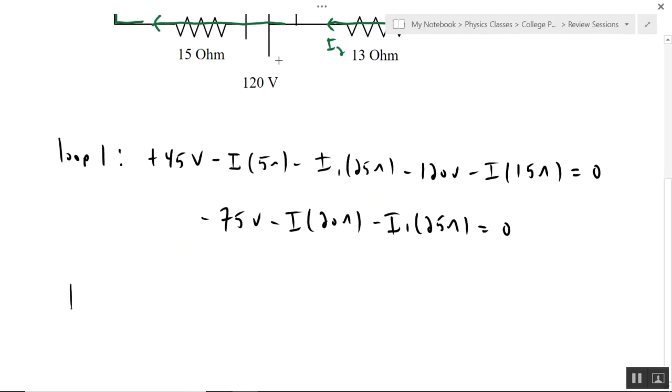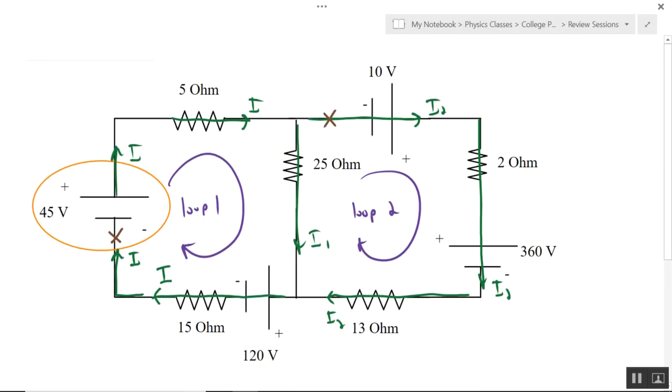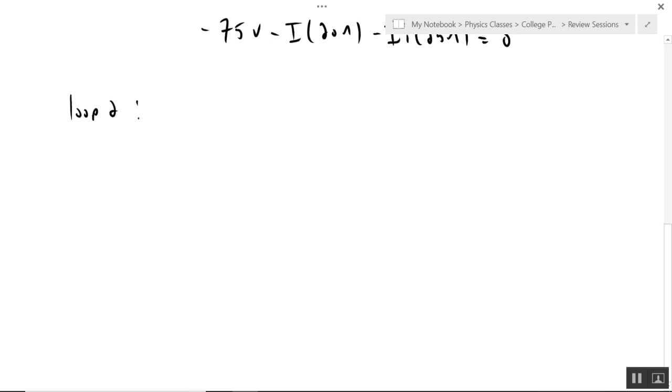Okay, so let me write this down. I'm never going to remember this. I wrote it down in a different way. Okay, so it's 10 volts minus I2 times 2, right?